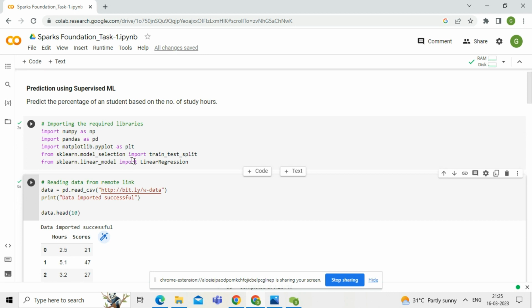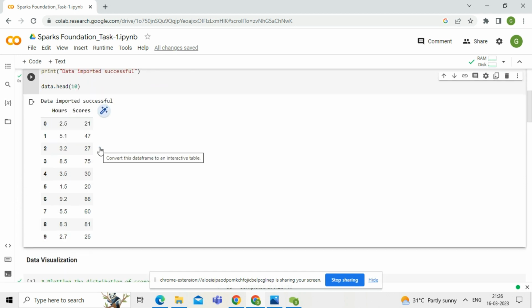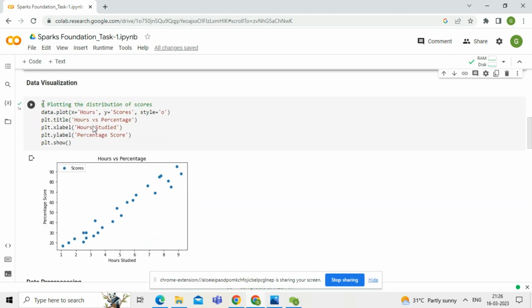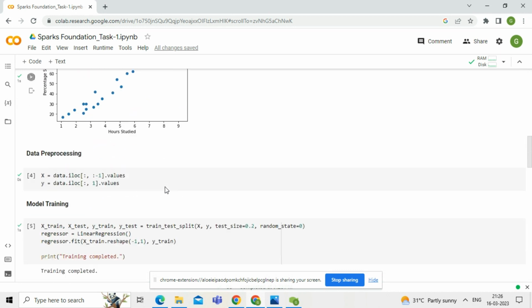Then I have downloaded the data. So the head of the data is this one. The data consists of the number of hours the student studied and the scores of the student. Now I have plotted the graph between the number of hours studied by the student and the percentage obtained by the student. Here the dots represent the points of the data.